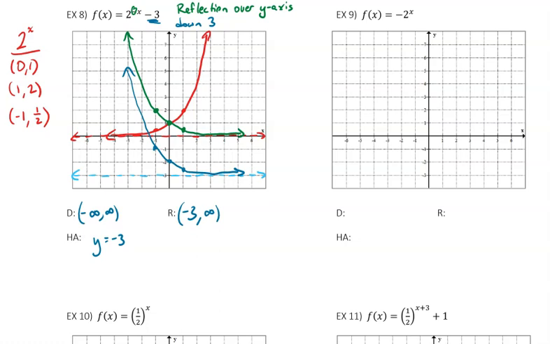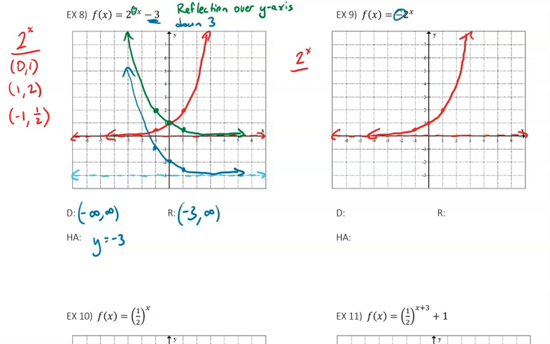All right, let's try another one with a reflection. So luckily this parent is still 2 to the x. We already did that to the left, so let's go ahead and copy those back down, and go ahead and draw our parent graph.